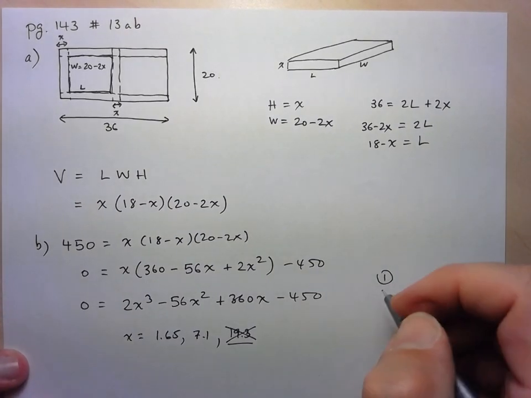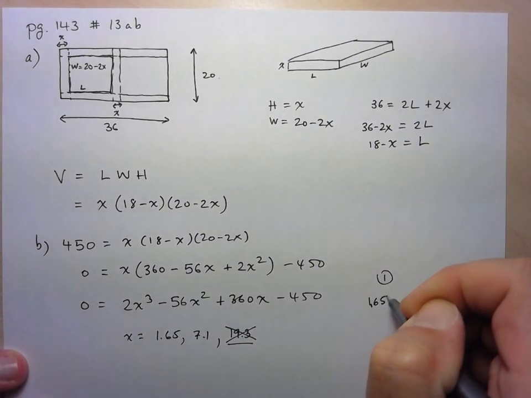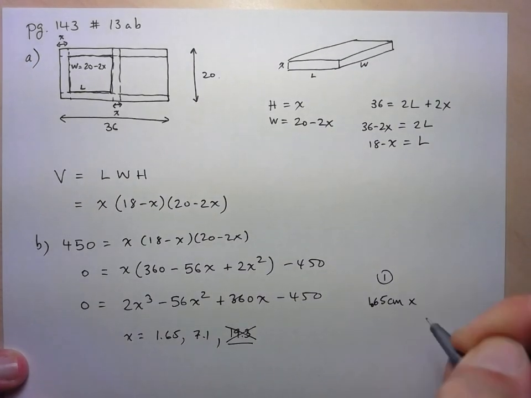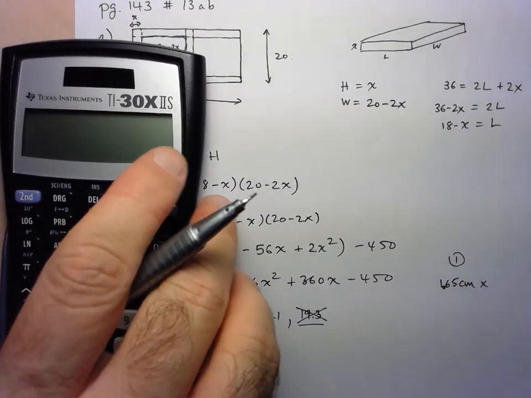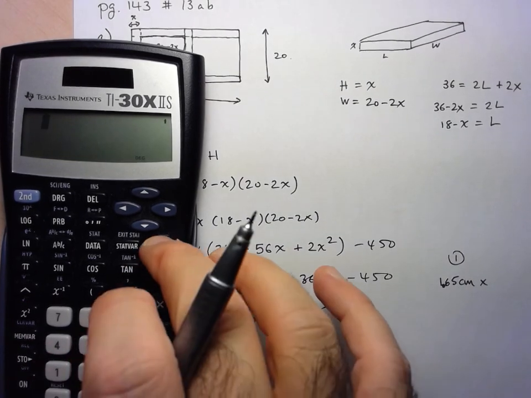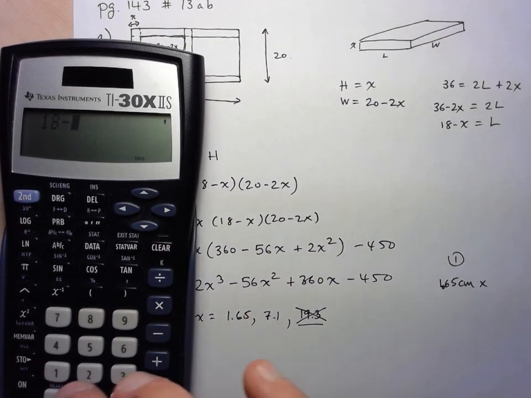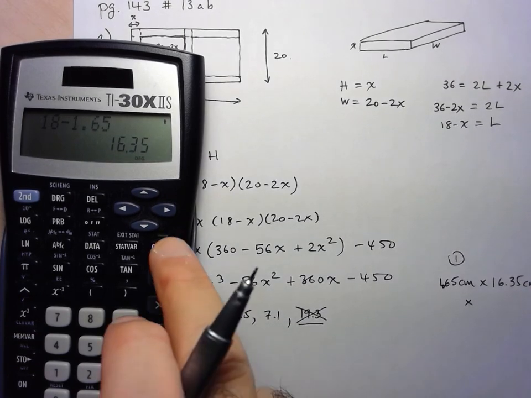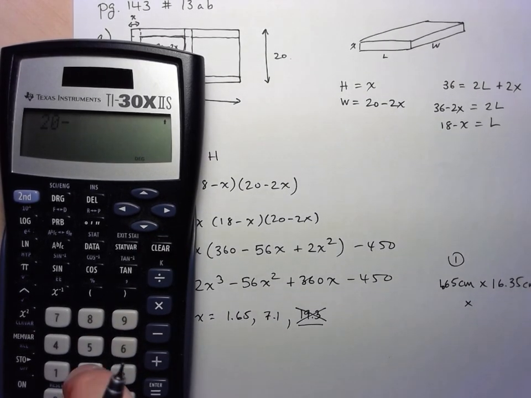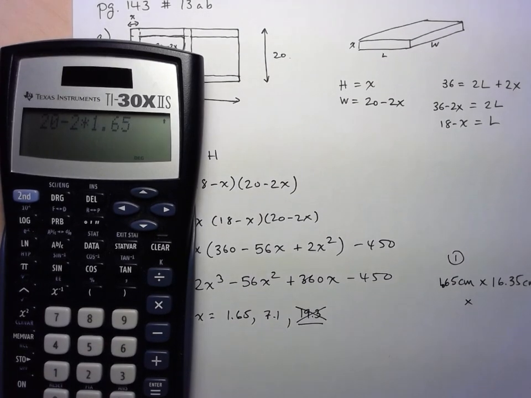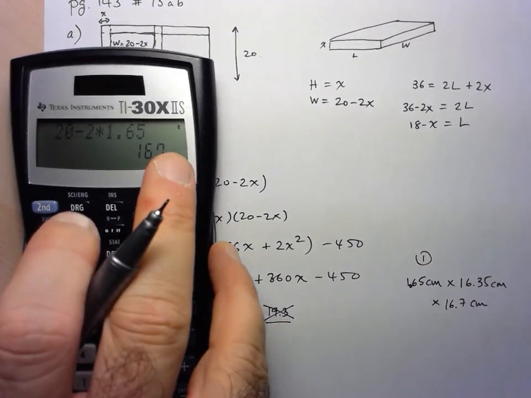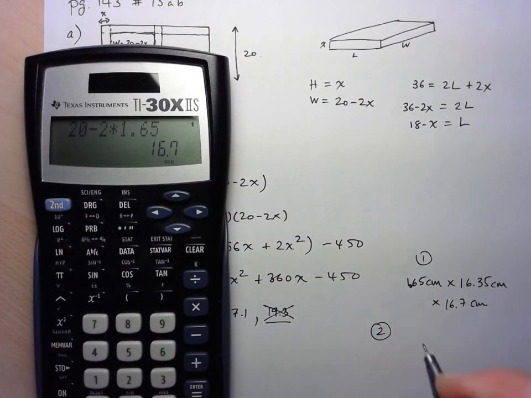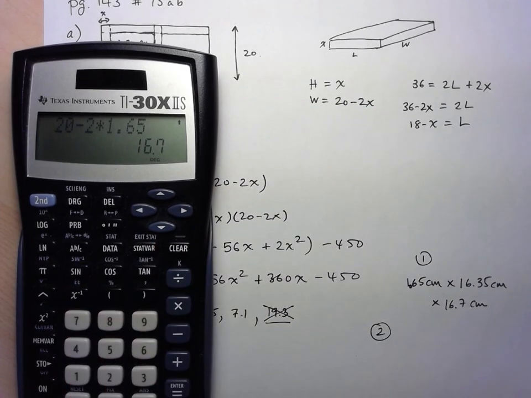Box 1 would be 1.65 centimeters by, so now here let's take our calculator, and we've got 18 minus 1.65, so we've got 16.35 centimeters by, and the other one is 20 minus 2 times 1.65, which is going to be 16.7 centimeters. So that's box 1.